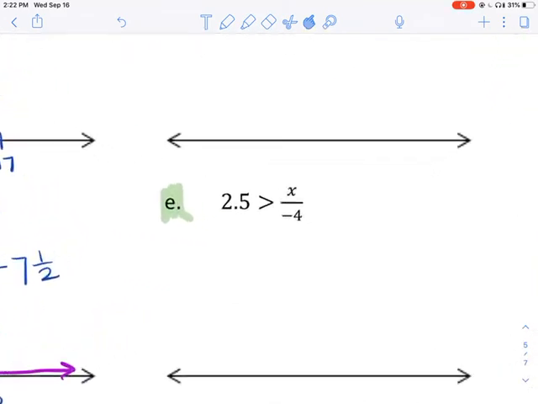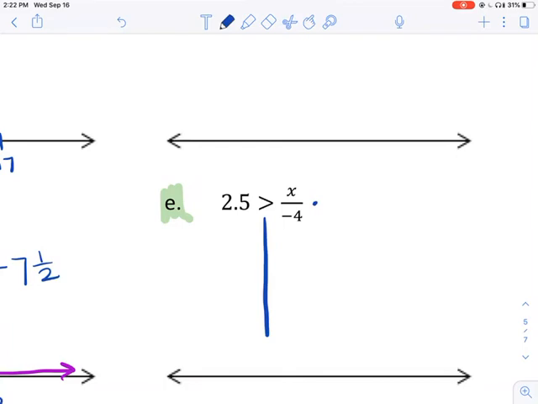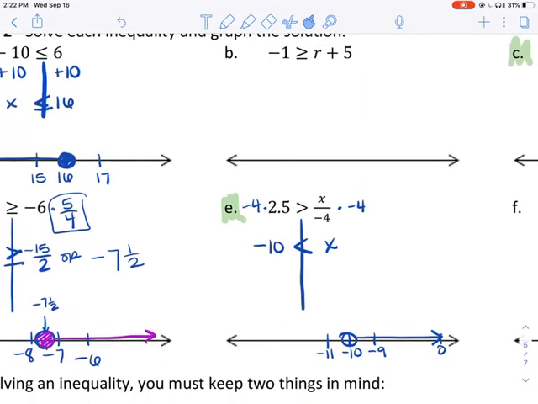Let's just do one more. On this one, I'm going to undo division by multiplying. And what I did was I multiplied by a negative. So this is a time when I switch the direction of my sign. And I'm going to do my circle and go to the right because x is on the bigger side of the inequality. Hopefully that clears up some things.